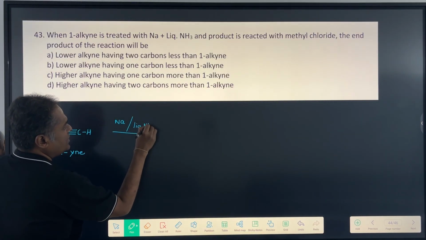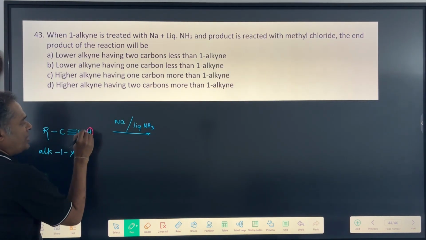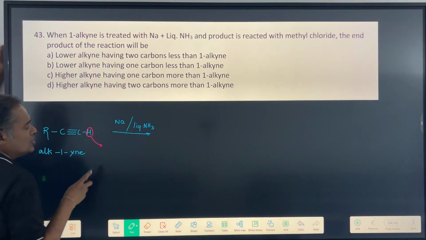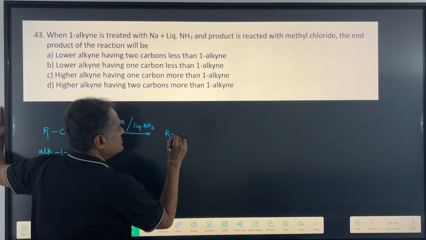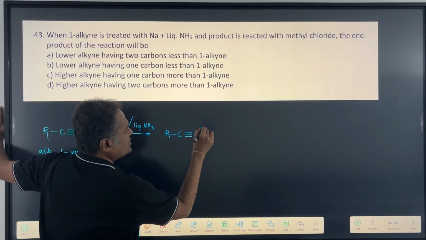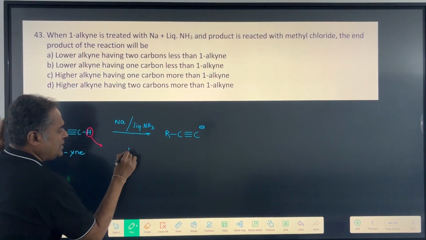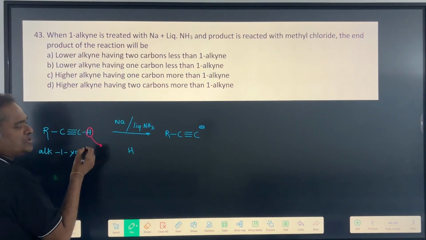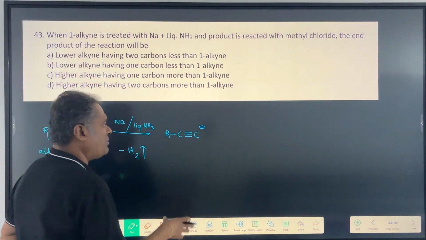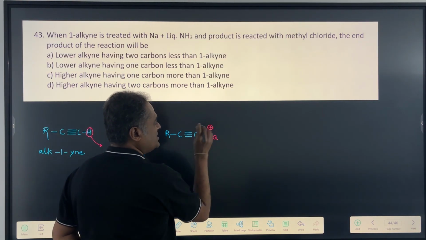Now, child, you should know one thing, that the H attached to triply bonded carbon is acidic in nature. So, being an acid, it will come out. What you will get? R, C triple bond C, and whenever an acid loses H, it forms a negatively charged part, the conjugate base. This H will come out, and one more unit of such molecule will give you H2 gas. So, the byproduct in this case is H2 gas. And in place of this, you will have sodium metal. This is the first part.